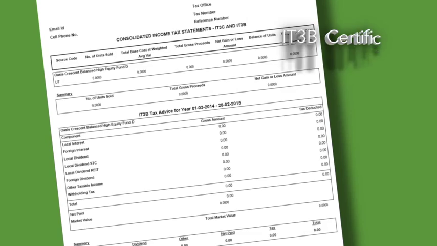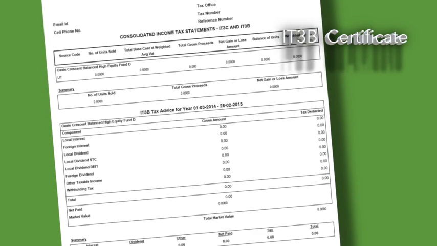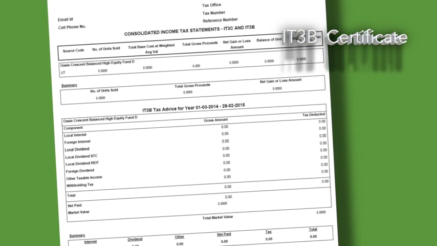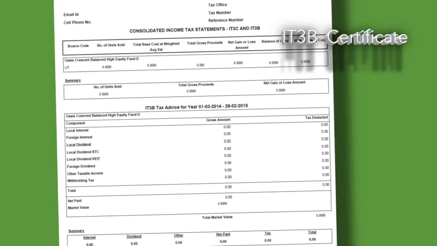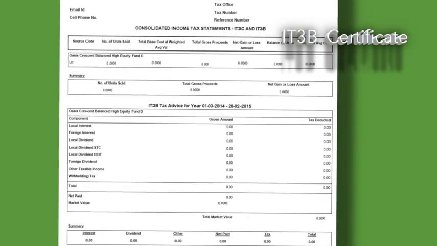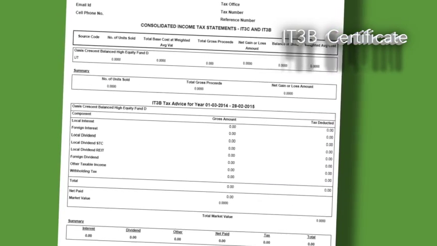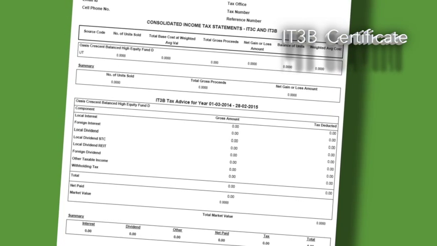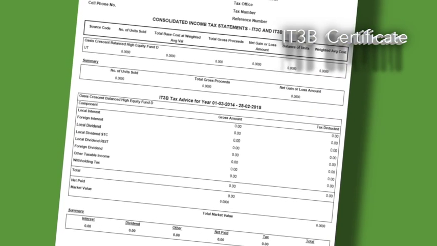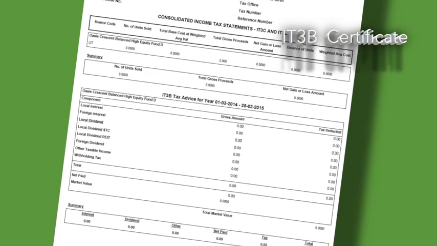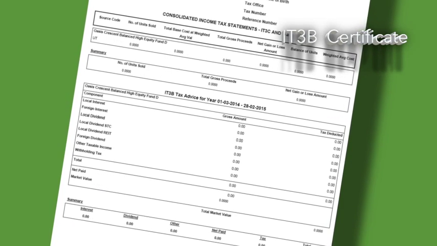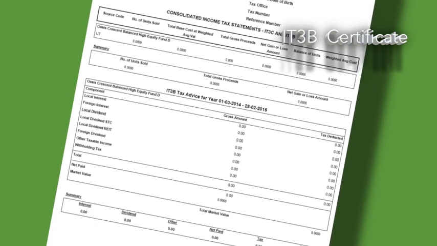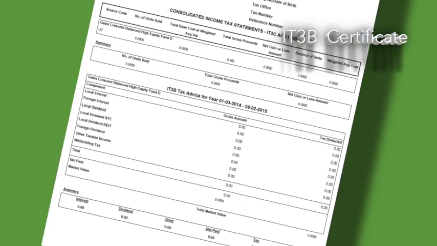Shafiq, the image on screen is that of an IT3B certificate issued by Oasis. As mentioned earlier, this certificate shows a breakdown of the income types that made up the distribution that you received from your fund. These classifications are in line with the specification issued by SARS. When you complete your tax return, you have to record the income in line with these categories. This will ensure the correct treatment of the income in your return.